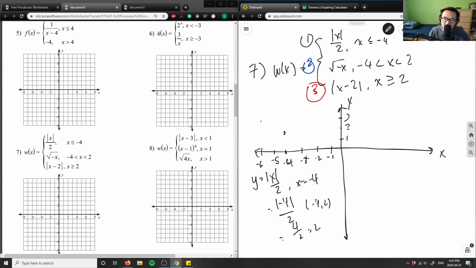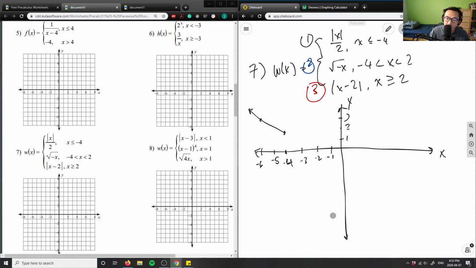I hope I crossed the point. Look, I don't have a ruler. Like that. Okay, that's fine. That's my first part. Let's do my second part here. The second part I'm going to do in blue.